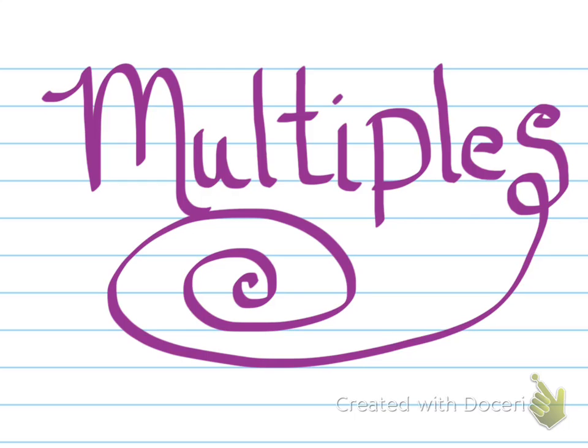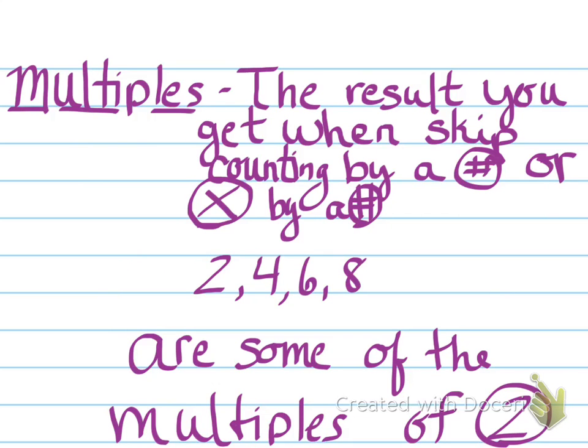We are going to be working on multiples. Multiples are the result you get when skip counting by a number or multiplying by a number. 2, 4, 6, and 8 are some of the multiples of the number 2.